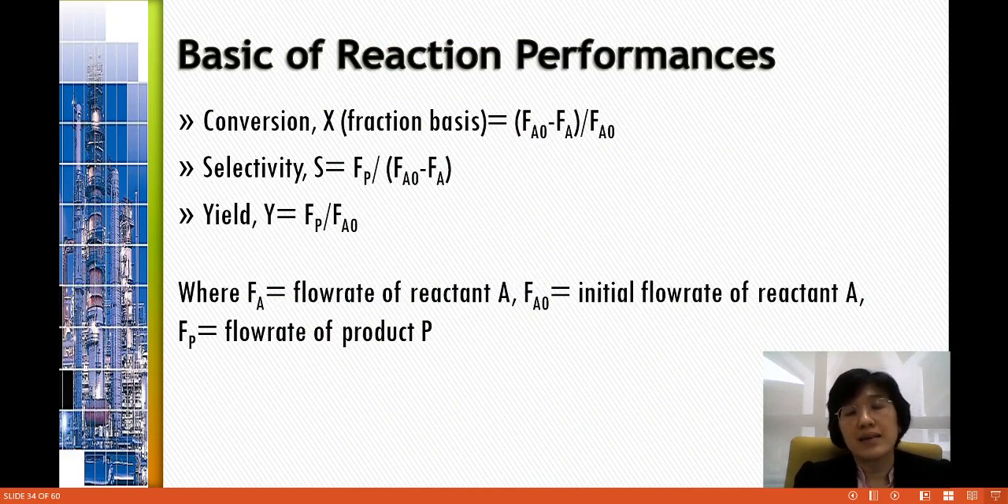Other than the rate equation, you have to measure the performance of the reaction using conversion, selectivity, and also yield. These are the equations for you to quantify X, S, and Y accordingly. F here is the molar flow rate, A denotes the reactant, and A naught, the 0 here, means the initial condition. Right. P is the product.